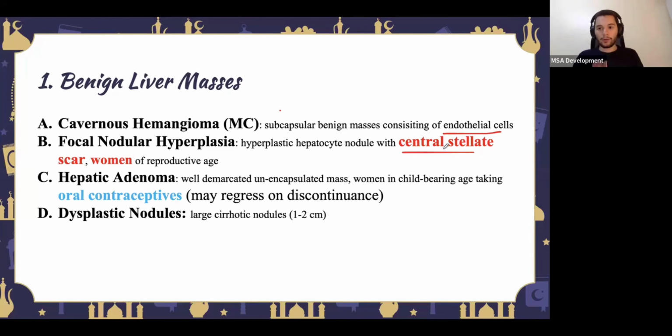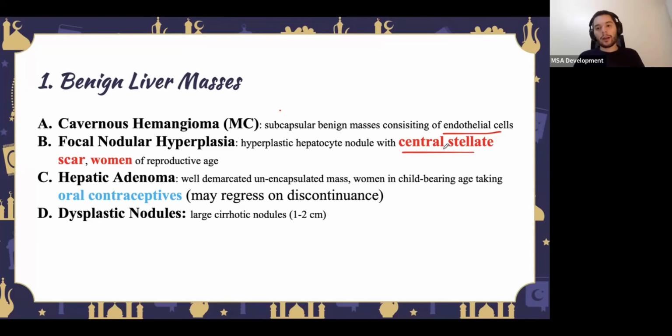Then you have hepatic adenomas. So for hepatic adenomas, they are masses that happen in women in childbearing age. And specifically, they are taking oral contraceptives. And if you stop that oral contraceptive, the adenoma will regress on its own.